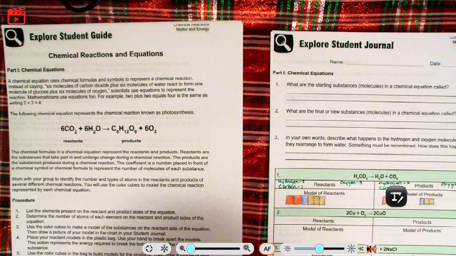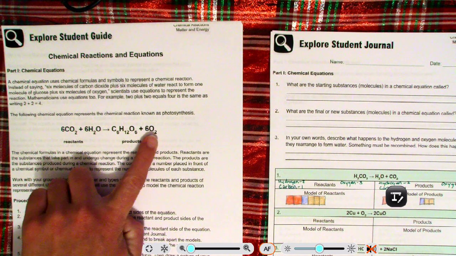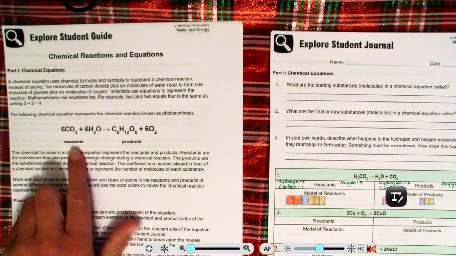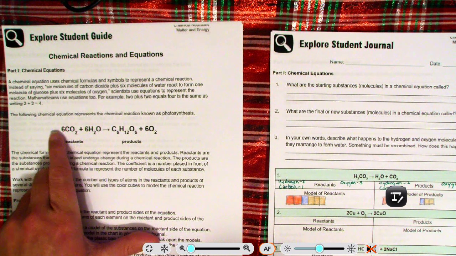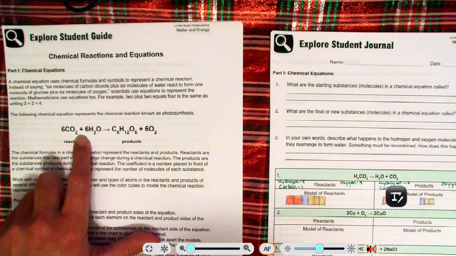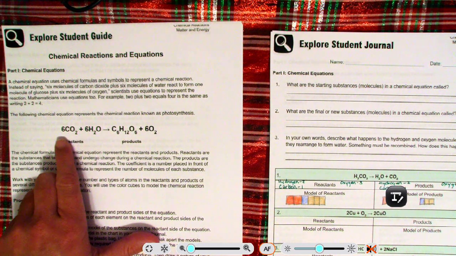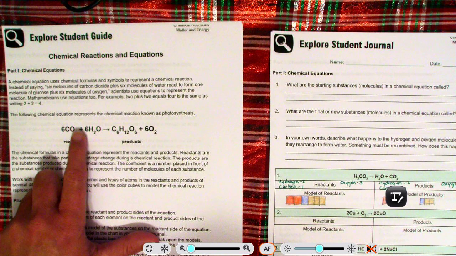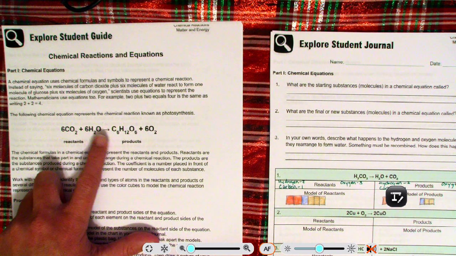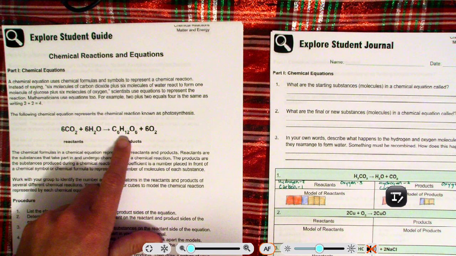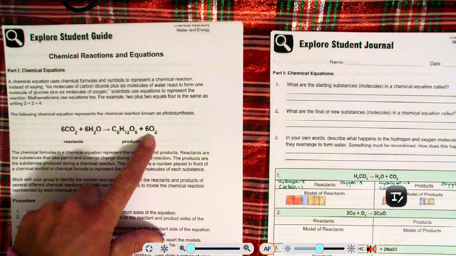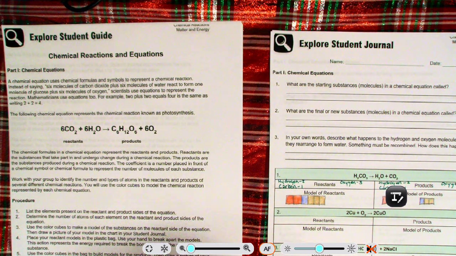It reminds us what our reactants are over here on the left side, our products are over here on the right side, and it tells us how to read these equations. Remember that big 6 is the coefficient, that little 2 we call a subscript. So if we were going to read this, this would be 6 molecules, because coefficients tell us how many molecules we have. 6 molecules of carbon dioxide plus 6 molecules of water yields 1 molecule, because there is no coefficient there, 1 molecule of glucose and 6 molecules of oxygen gas. So you read that and answer these questions.